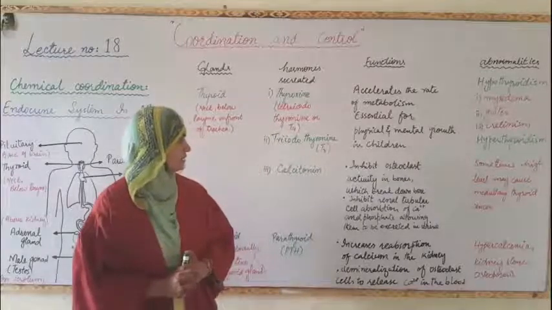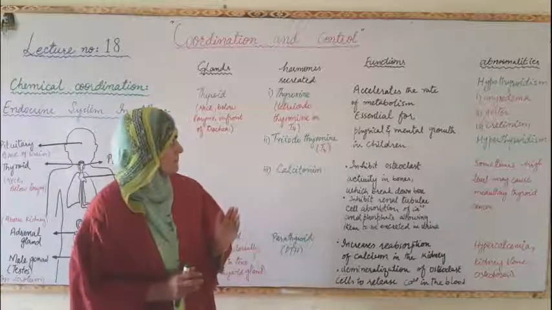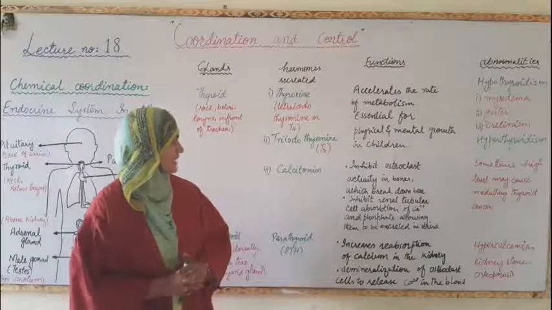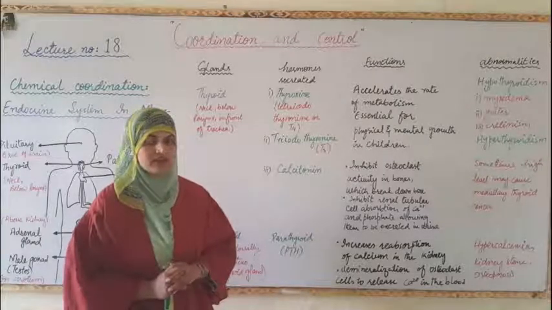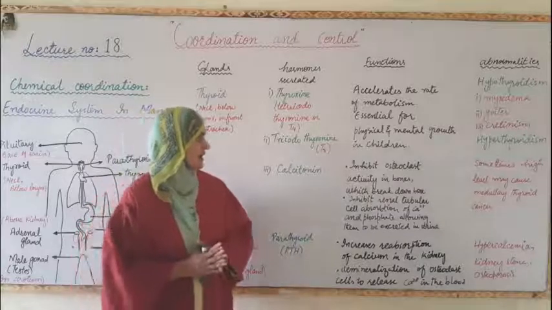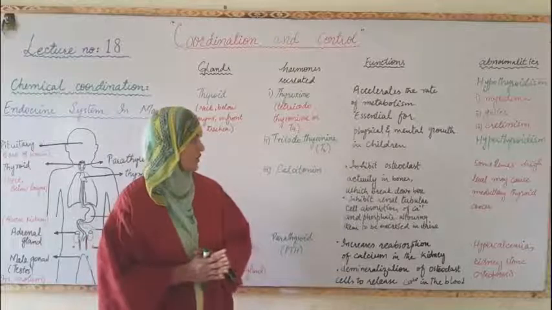Calcitonin is another hormone. The function of calcitonin is inhibiting osteoclast activity in bones, and the result of which is that it decreases the breakdown of bone.